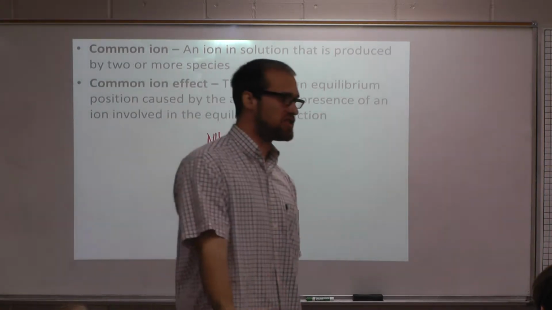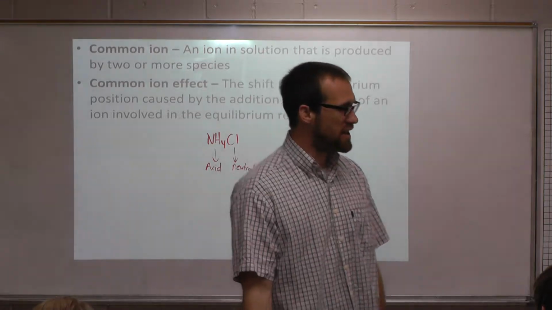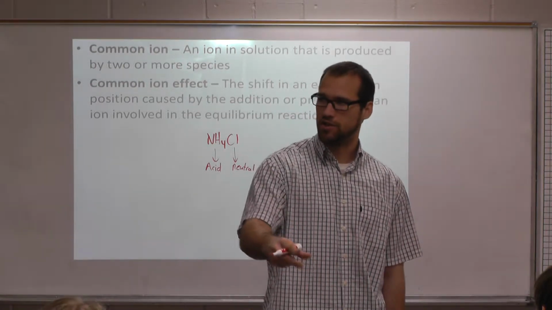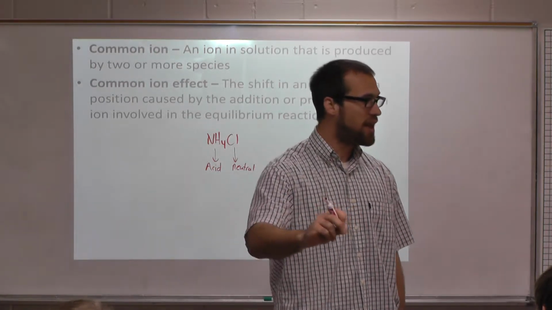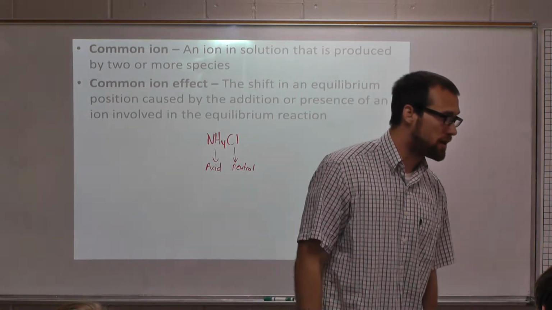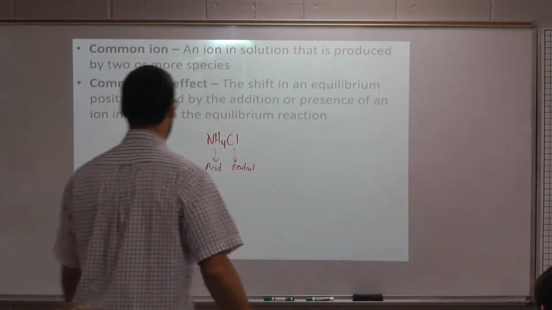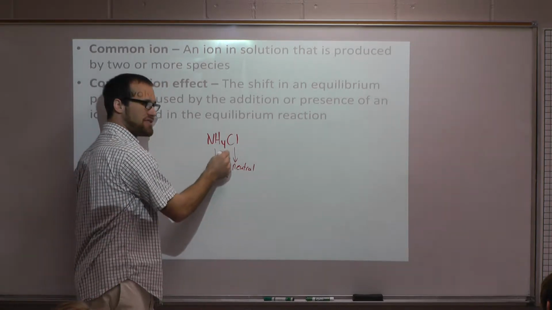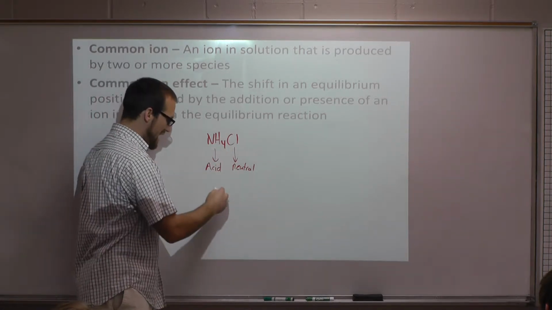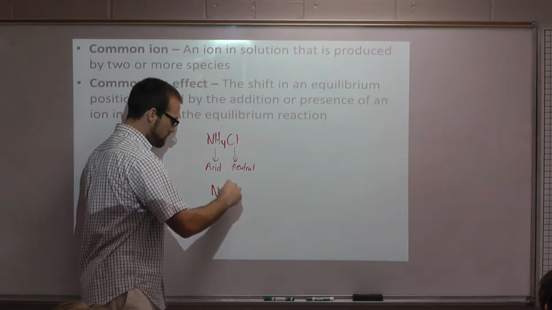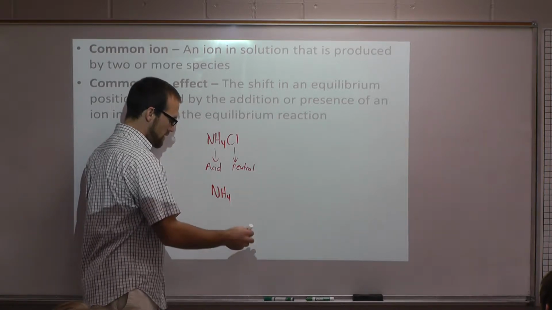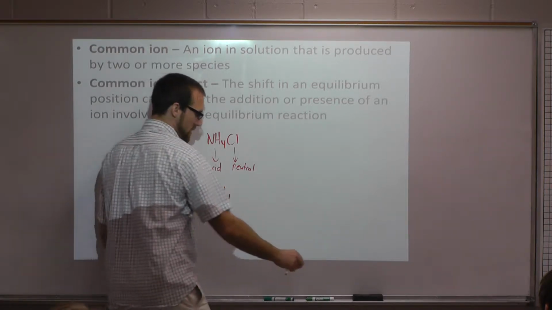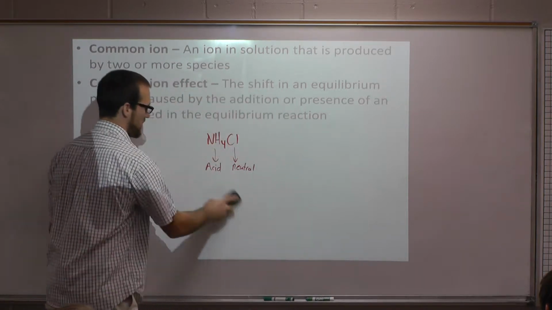What we're going to do in this chapter is we're going to have a salt already in solution and then add an acid or a base to it and see how that affects equilibrium. It's called a common ion. So for example, if I had this salt in solution and I added... that's probably not the best example. I'm going to give you an example in a sec.